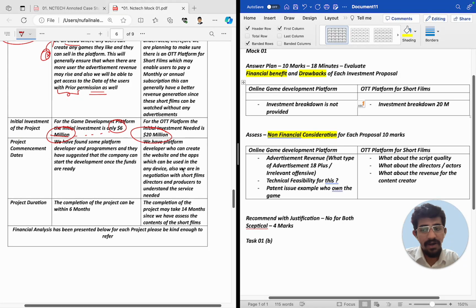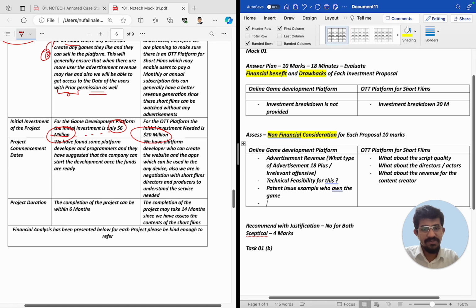And then students, if you observe the project commencement date, we have found some platform developers and programmers, and they have suggested that the company can start the development once the funds are ready. They are saying they can start initially itself. Now that looks fine, but if I am very skeptical, the issue is, do we have an assurance of the developers, because we need to get second opinions on the developers and programmers.